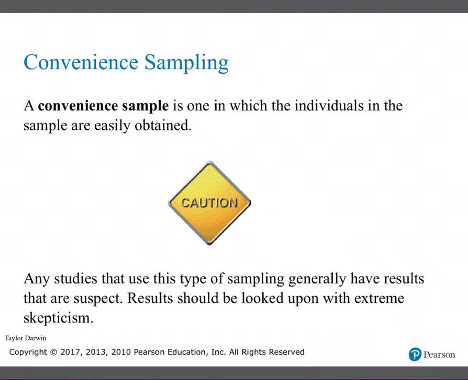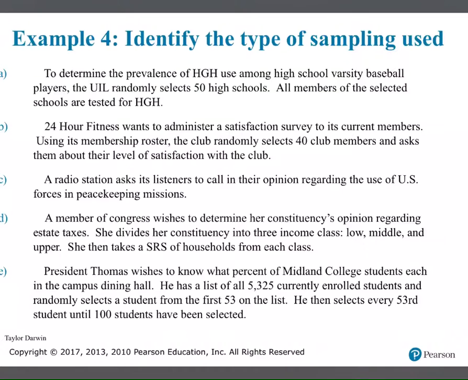Convenient sampling is something that you need to watch out for. It's pretty self-explanatory. It's you sampling in a convenient way. It's usually easily obtainable. And anytime that happens, the results are not very good. And you should look at them with skepticism, and they probably won't tell you very much about the actual population that you're trying to observe.